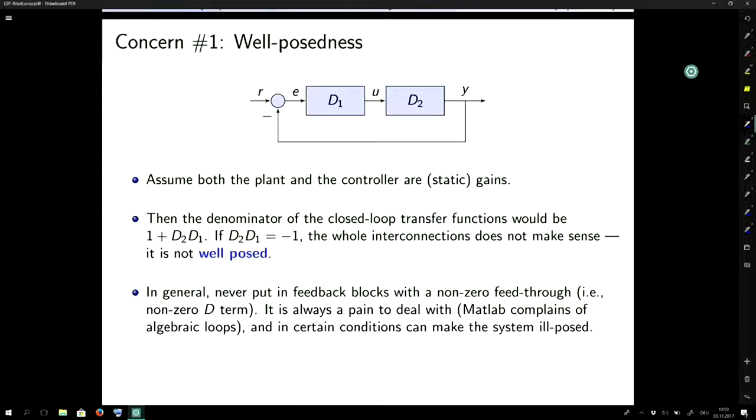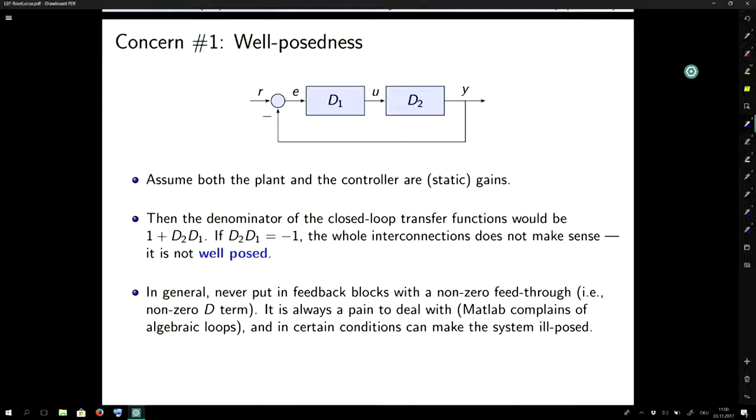Okay. So you just have to be a little bit careful. If this product of D1 and D2 is equal to -1, then your system is what is called not well posed, in the sense that it doesn't make mathematical sense, because you will have as the denominator of this transfer function something that goes to 0. And as we know, you cannot have a fraction with the denominator that goes to 0, okay? Actually, that is exactly 0.